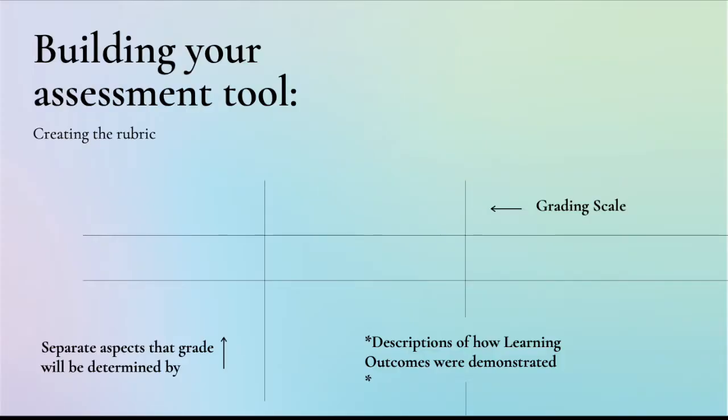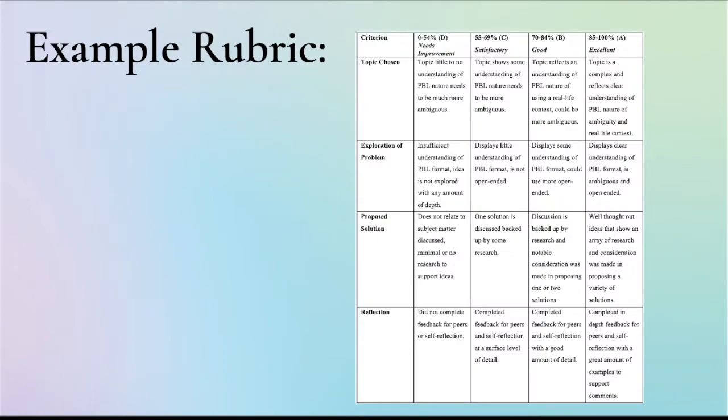This is just a quick glance at how our rubric is going to be read across horizontally and vertically, with the columns, with our grading scale being at the top, and then the separation of organized aspects that our grade is going to be determined by on the vertical axis, and our descriptions of how learning outcomes are demonstrated in the middle chunks between. And here's the rubric we will be discussing today. So as you can see, it was a little bit too big to fit all on one slide, but we will be going through each individual column together right now.